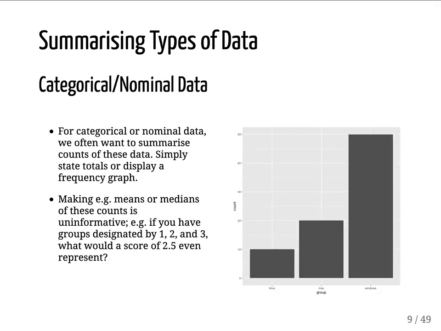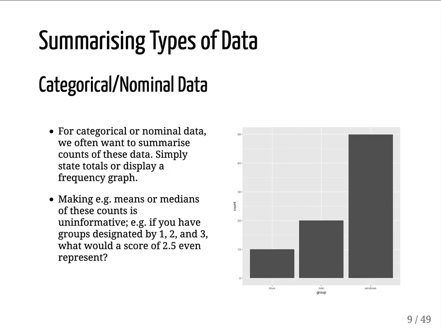Now then, how do we summarize this type of data? Well, we can summarize categorical or nominal data essentially just using a bar chart. The nice thing about a bar chart is it visually depicts counts really well. So you can see here that I've got groups of users, and people may be using Linux, Mac or Windows operating systems. And we're just looking at how many people from my questionnaire that I've sent out have reported using these different types of operating systems.